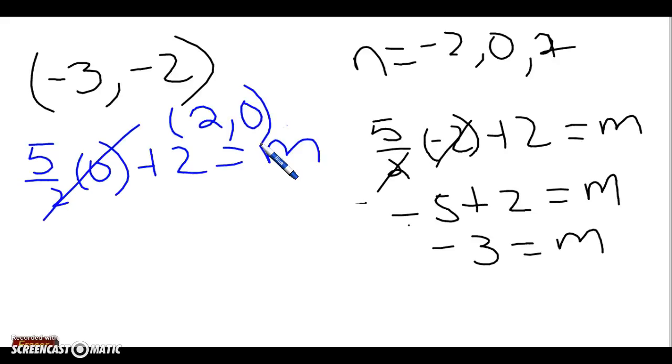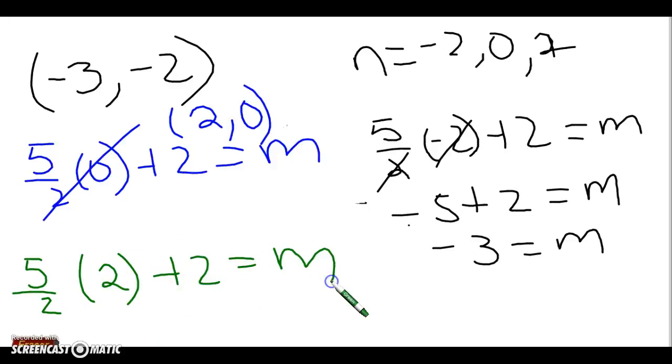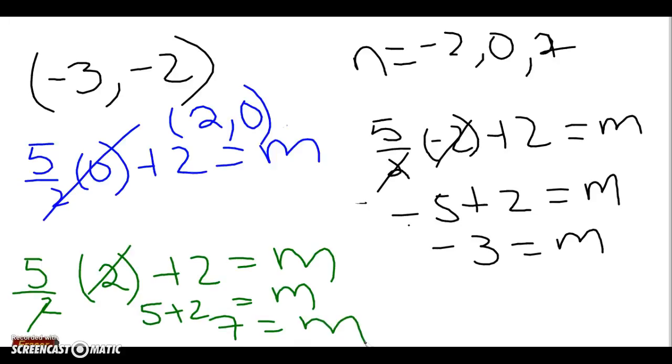And the way that I know which one to put first in my ordered pairs might not necessarily be right, but usually we go in alphabetical order. So m comes before n in the alphabet. A, B, C, D, E, F, G, H, I, J, K, L, M, N. So M, N. Alright, the last one, we have 5 over 2 times 2 plus 2 equals m. Again, my 2's cross out. I'm left with 5 plus 2, which gives me 7. So when m is 7, n is 2.